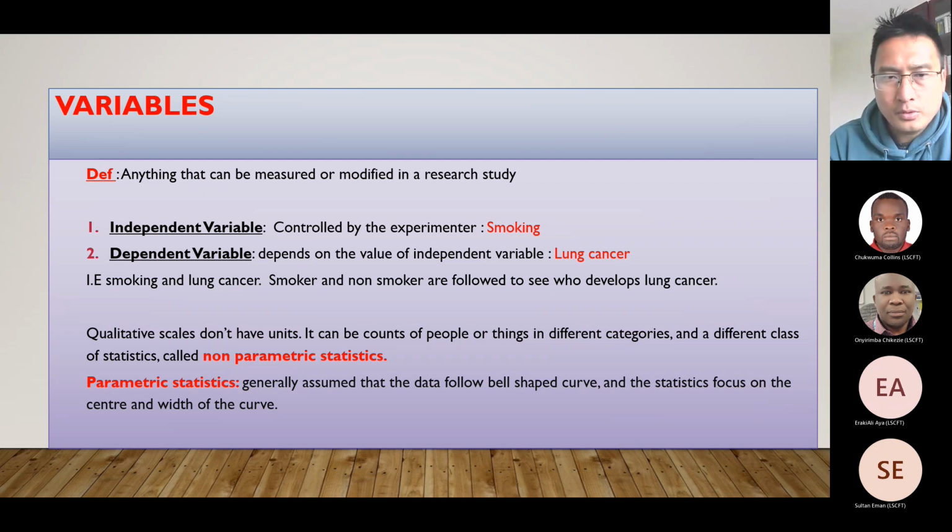Okay, so let us take an example. If you are doing a study that smoking causes lung cancer, smoking is the one which is under the control of the person who is doing the experiment. So they have got a choice whom to include in the study and whom not to include in the study for smoking. So the data that are collected fall in the independent variable, and the outcome, which is the lung cancer, which depends on the independent variable, is known as a dependent variable. Okay, so this you need to understand.